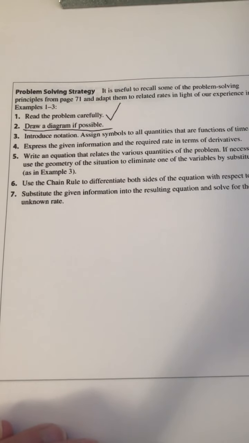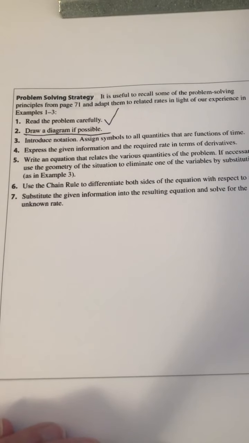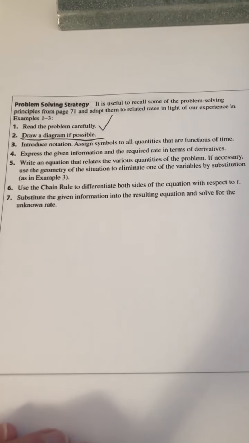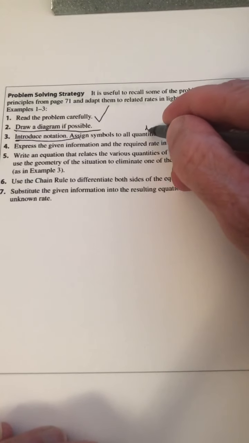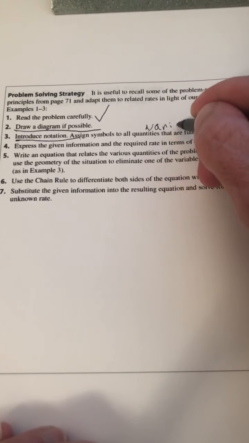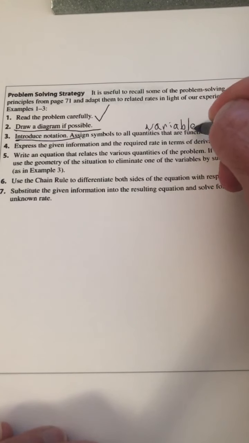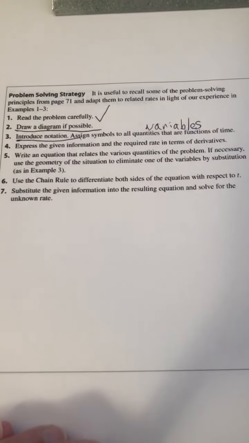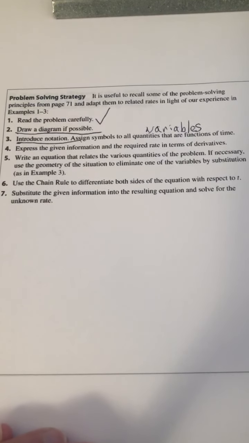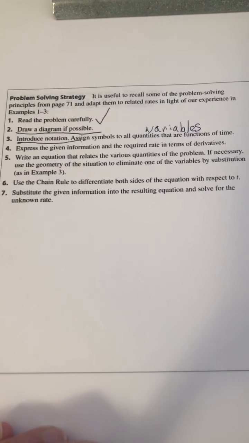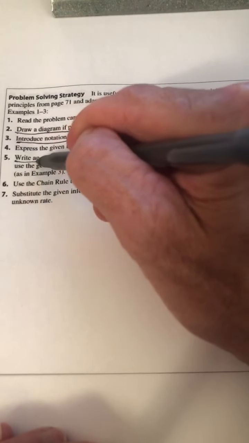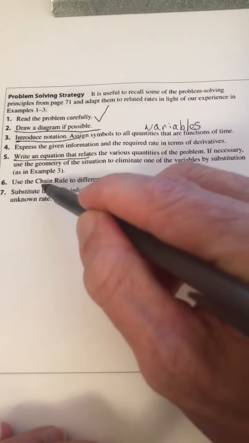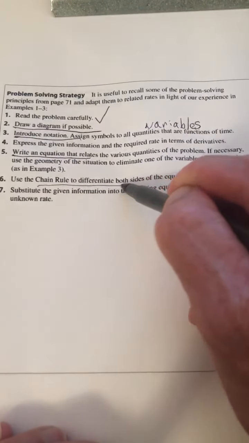We also did that with the tank problem, and we're going to do that with the problem here in a few minutes. Introduce notation. That means variables. You've got to introduce variables. And again, that's something that you would do in a word problem anyway, so that's really not new. So you want to write an equation that expresses everything, and then you're going to use the chain rule to differentiate.